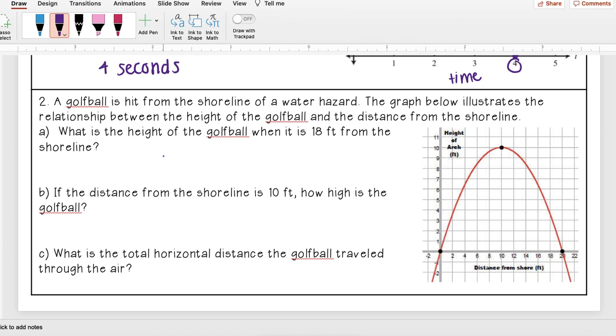And so for this one, I want to know what the height of the golf ball is when it's 18 feet from the shoreline. So I want to go to 18 feet on my x-axis here, which is right here, and go up to the graph. Let's see, that's somewhere between 3 and 4, so I'm going to say it was about 3.5 feet.